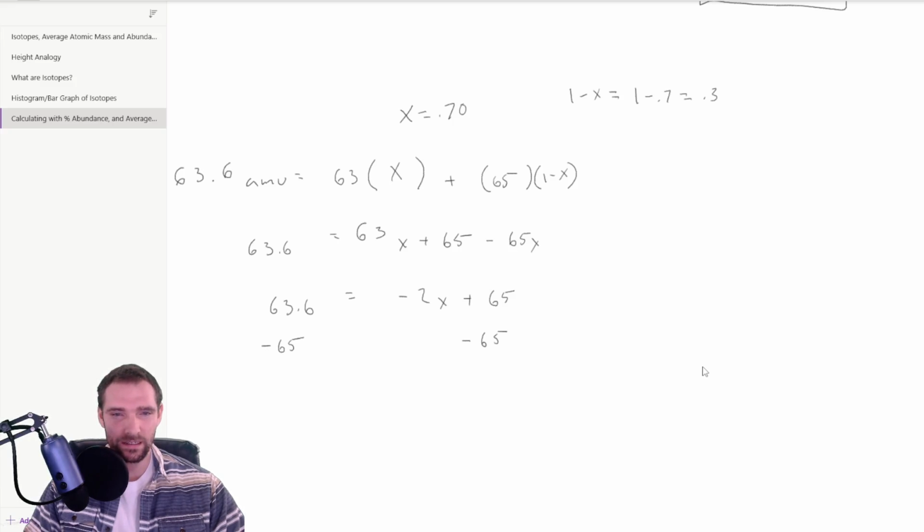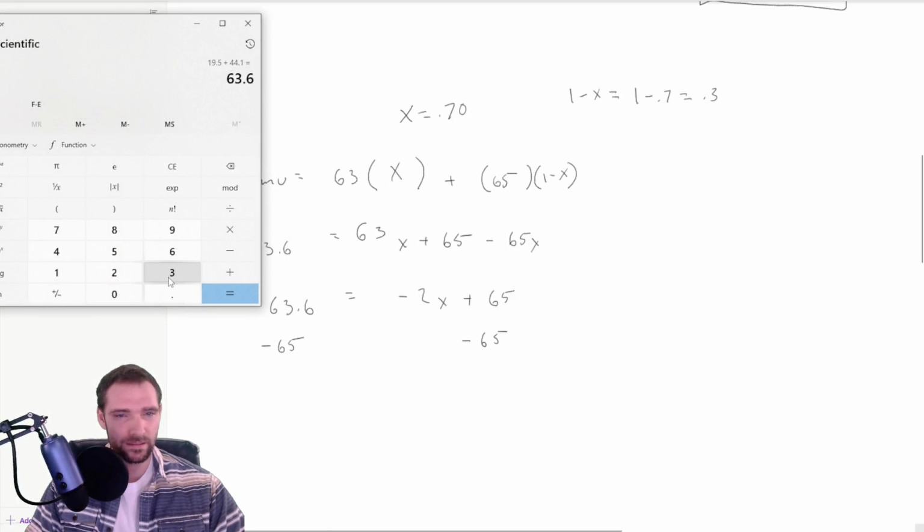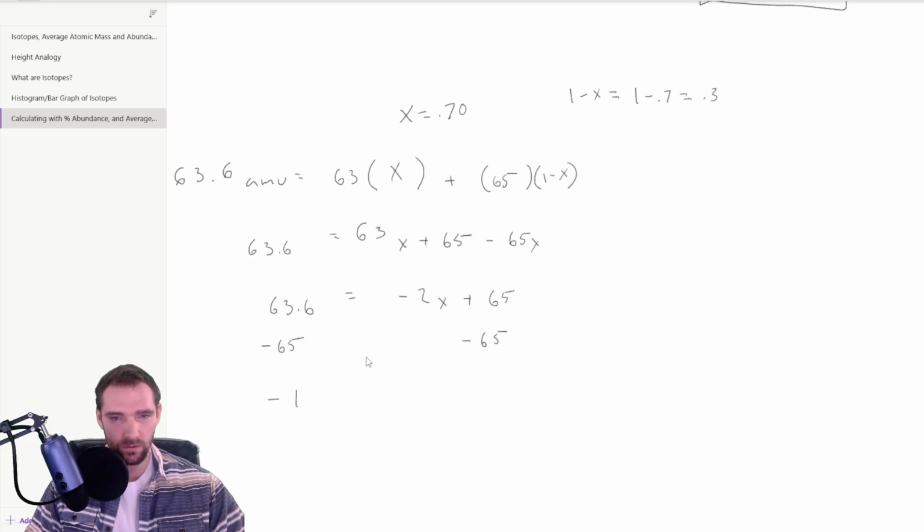So we've got, what is that? 63.6 minus 65 is negative 1.4, and that's equal to the negative 2x. If you divide both sides by negative 2, then you get x is equal to 0.70.